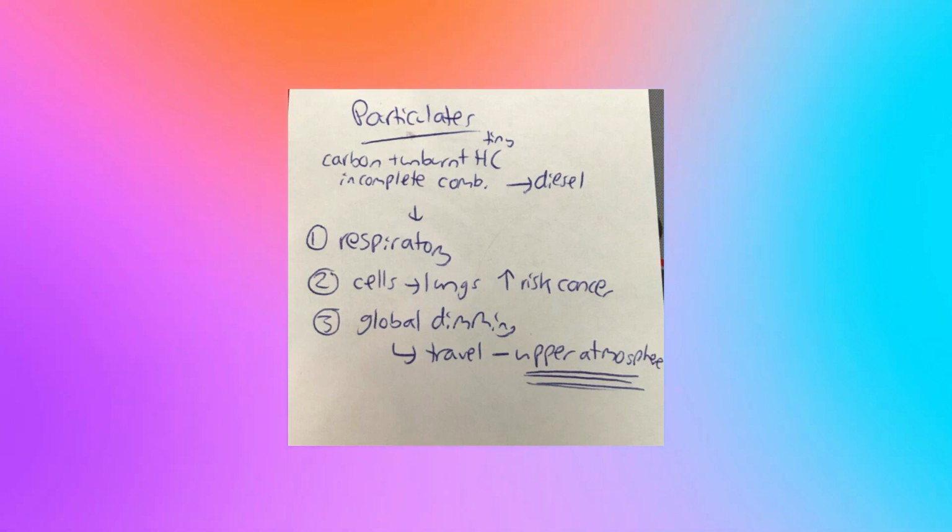And then we have particulates. Particulates are tiny solid particles containing carbon and unburnt hydrocarbons formed during incomplete combustion, mainly from diesel vehicles. Diesel is a larger hydrocarbon molecule, so it requires more oxygen to react with it. That means that it's more likely to combust incompletely. Particulates cause respiratory difficulties. They can damage cells in lungs and may even cause lung cancer. And they also cause global dimming. This is when particulates travel into the upper atmosphere and reflect sunlight back into space, causing a decrease in temperature.